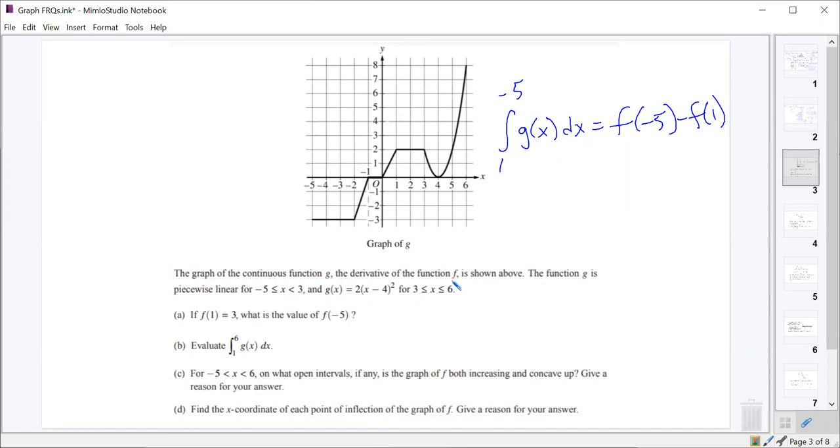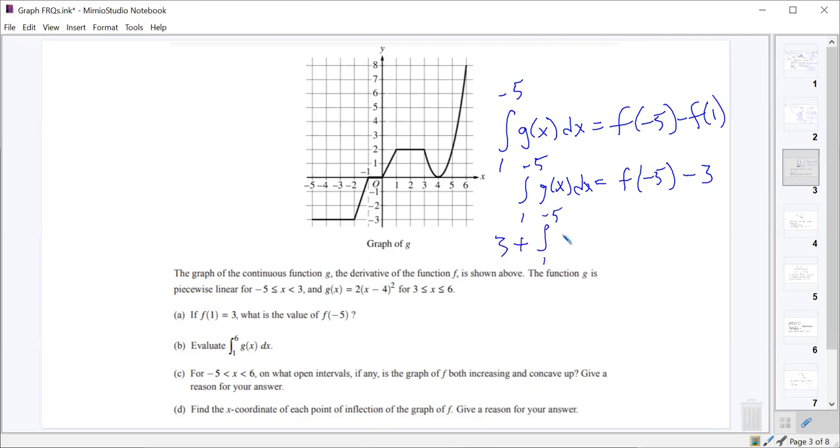Oh, I see. Okay. And so in order to find the value of f of negative 5, we'll just plug in the value of f of 1 here. So we'll say that this integral from 1 to negative 5 of g of x dx equals what we're looking for, minus 3. So we'll add the 3 over.